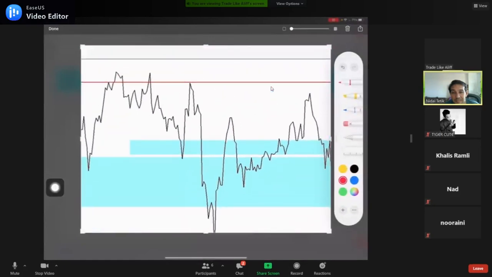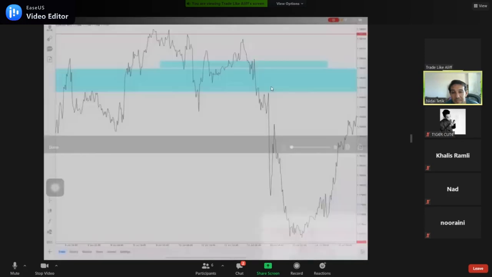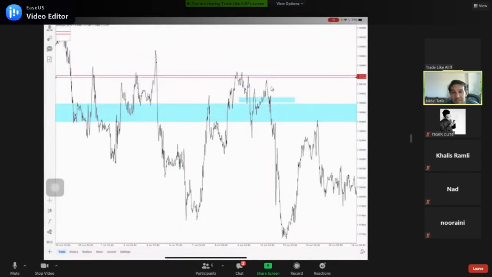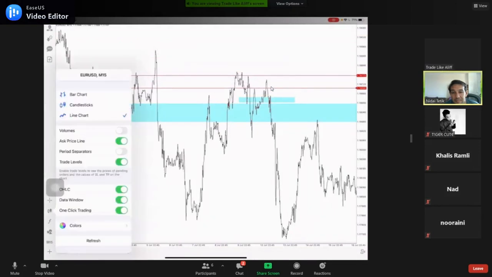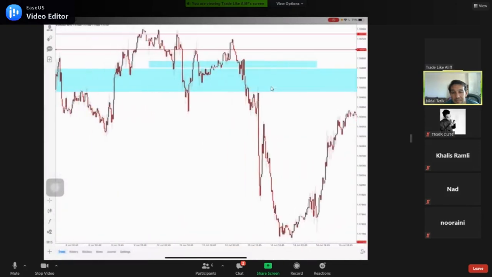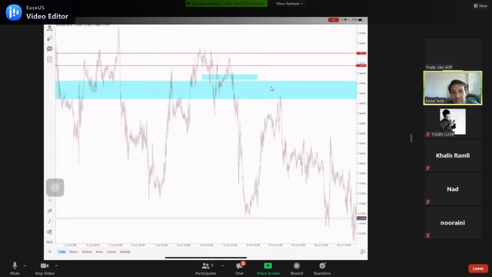So look above. Where? I have one here, a place for us to actually buy. Okay, and then you have another resistance here. So what you should do, you just take one here and put here, wait for the price to come back, and you entry. You entry.